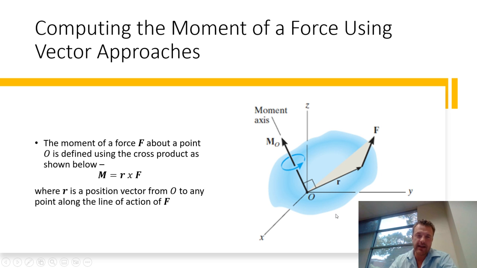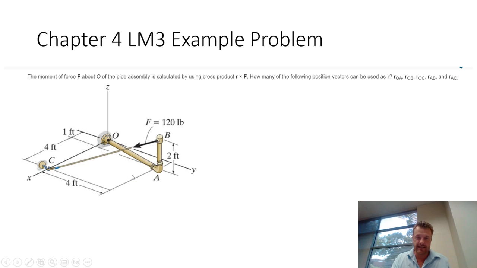Now, what happens in actual problems in the textbook is oftentimes it's hard to find an expression for another point along the line of action of the force. However, generally speaking, if you can choose a position vector from your point of reference to the line of action that's as simple as possible, it will oftentimes make the computation of this cross product easier. So let's actually look at an example of that here.